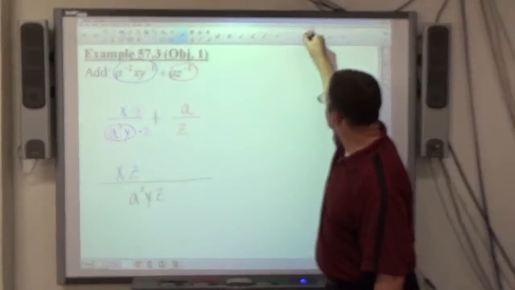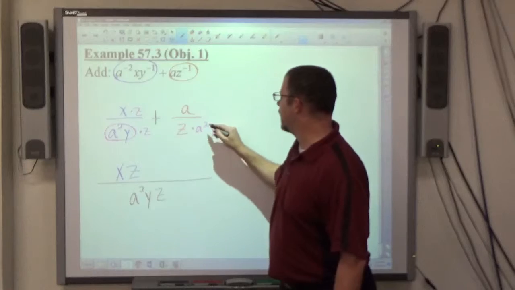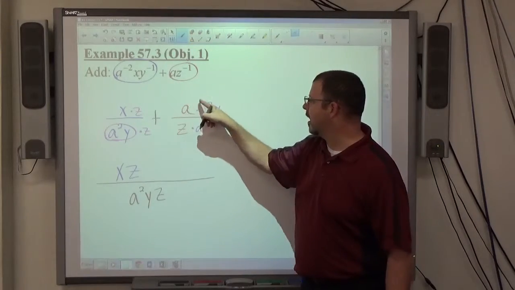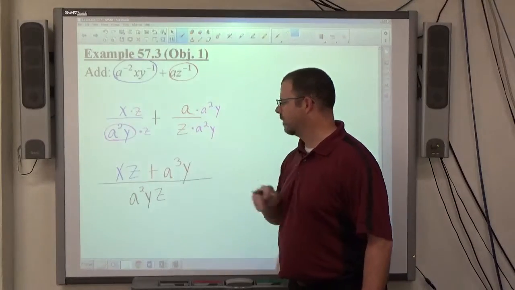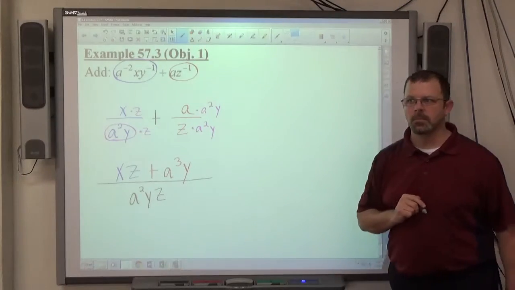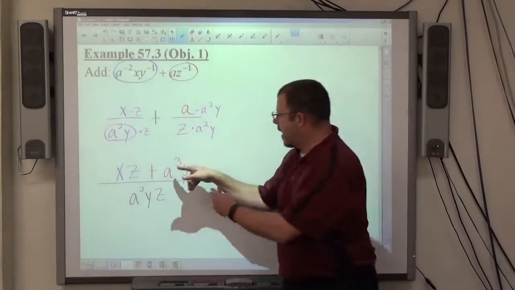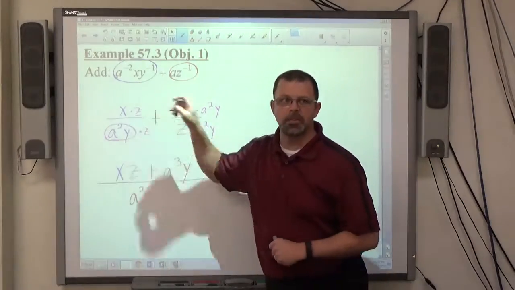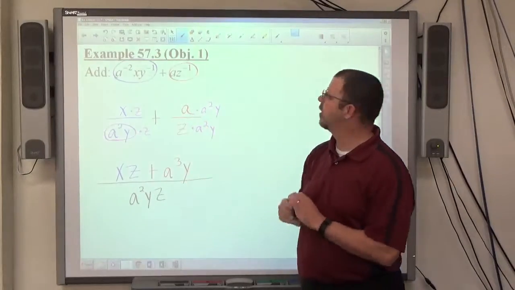What's missing on the red one? A squared y. A squared y is missing on this one, so I need an a squared y on top. And out of the red one, I'm going to have a times a squared times y becomes plus a cubed y. That's another way to do it, if you want to do it that way. Instead of writing a parentheses a squared y, you can just do the times, the same thing on top and bottom, times the same thing on top and bottom for each fraction. And then you can write the simplified version down here.